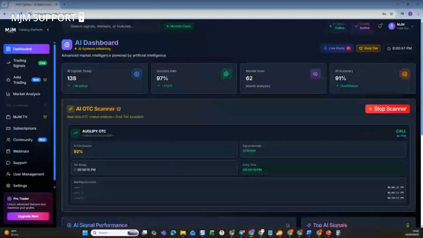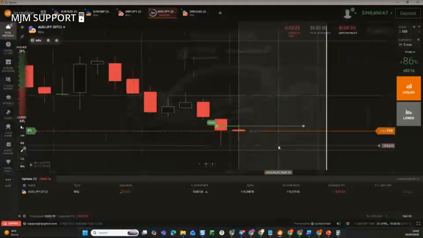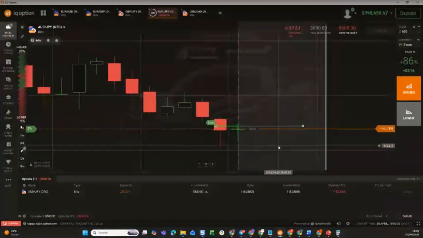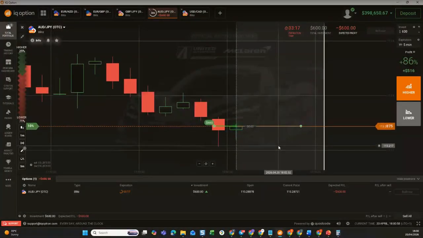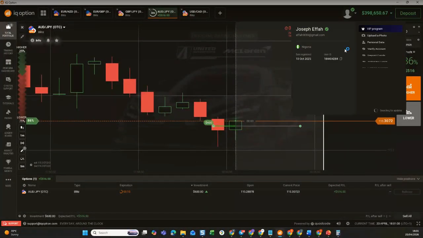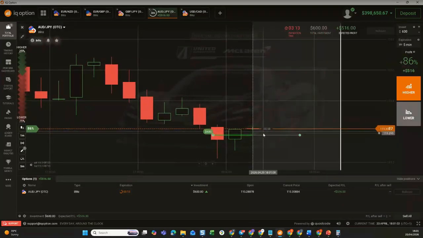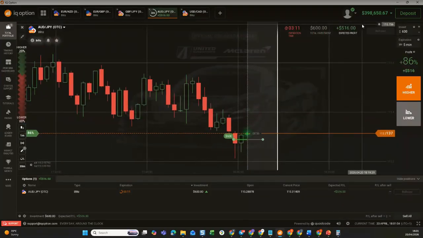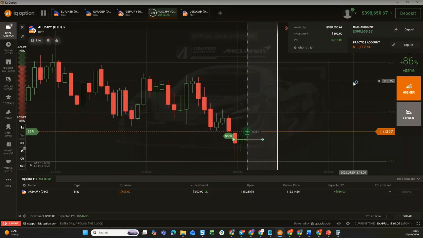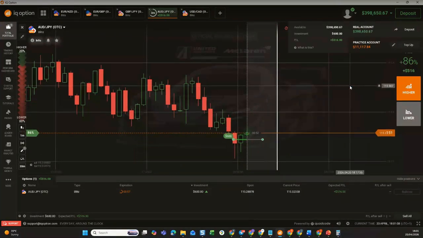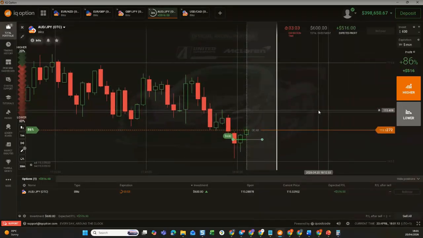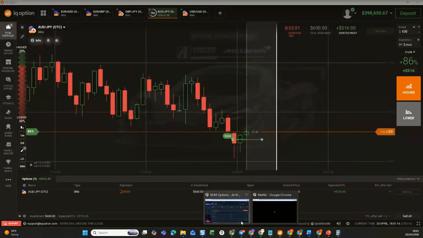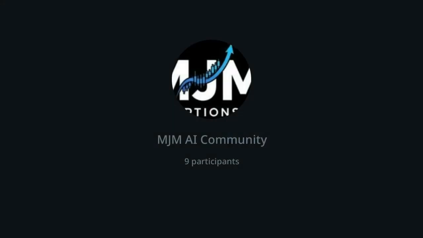The second step is for you to register on IQ Options using our link. Make sure you register on IQ Options using our link. Then you go to your profile and you send me your own user ID. The next step is for you to go ahead and fund your IQ Options account like you're about to trade. The moment you do that, you permanently gain access to the AI.